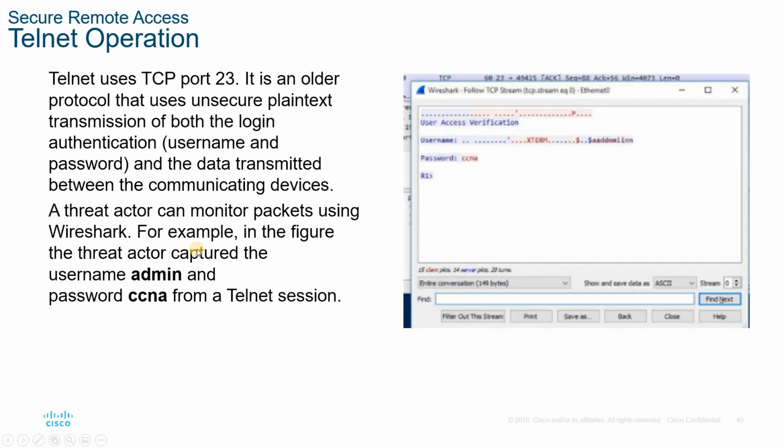Number one is the telnet operation. Okay, telnet. Now it uses TCP port 23. Okay, it is the older protocol. Okay, that uses unsecure plain text transmission. So take note of that. Telnet uses unsecure plain text transmission of both the login authentication, which is the username, and the password. Okay, kaya nga ito na yung luma, no? Kasi hindi siya ganoon ka-secure.